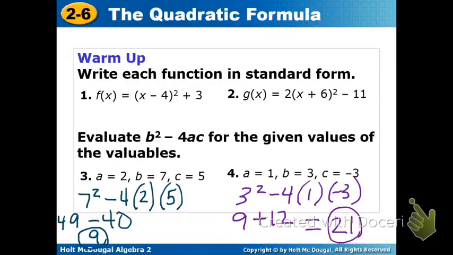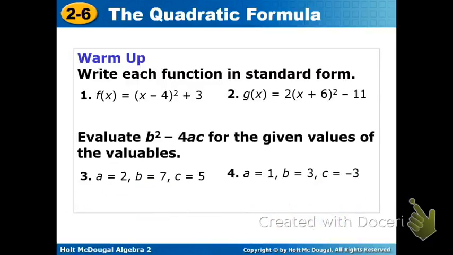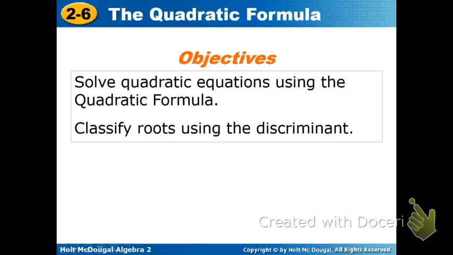Alrighty, good. So let's see what else we have here. So this section, we're going to solve quadratic equations using the quadratic formula and be able to classify the roots using the discriminant.